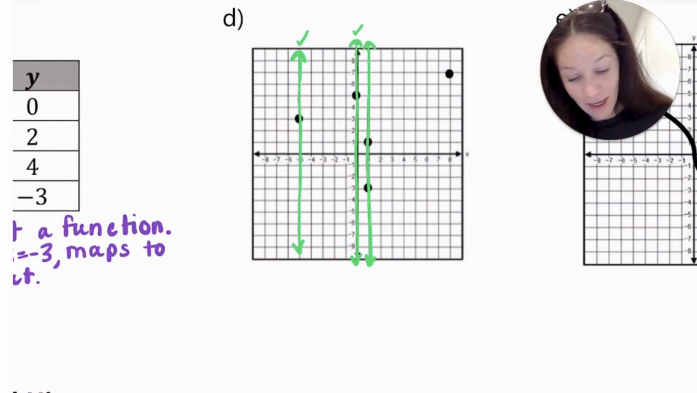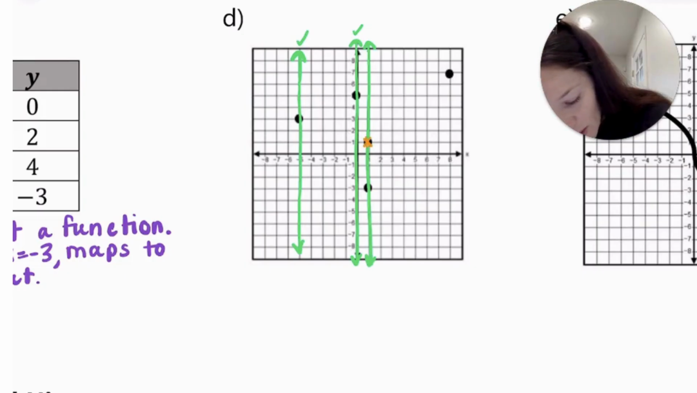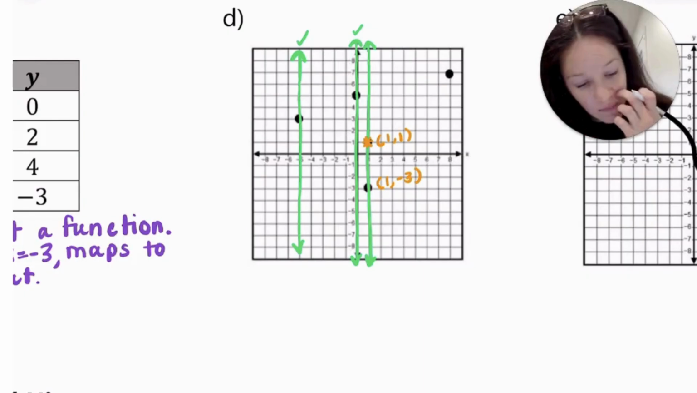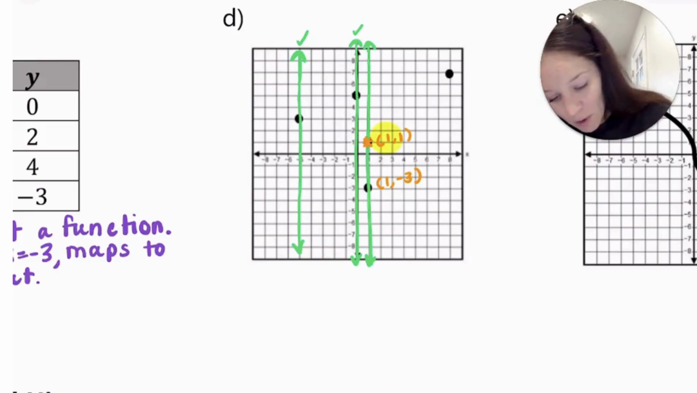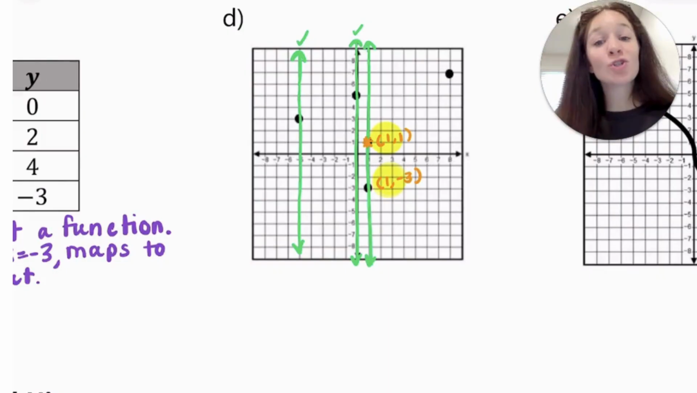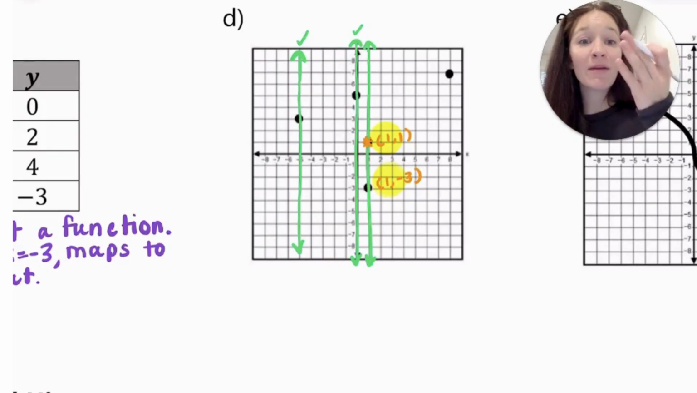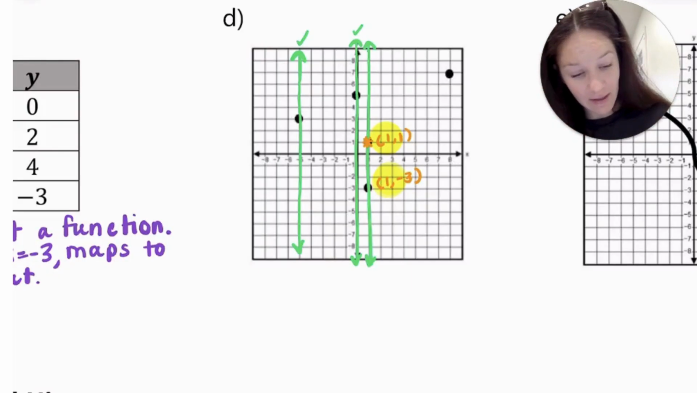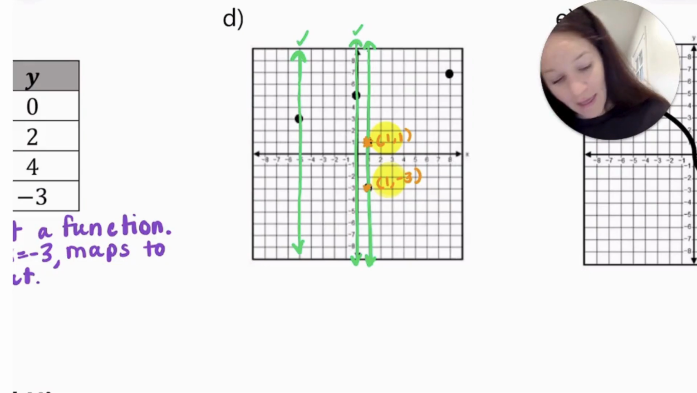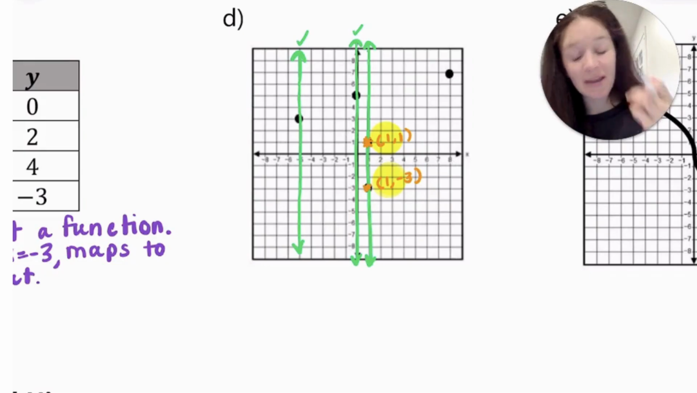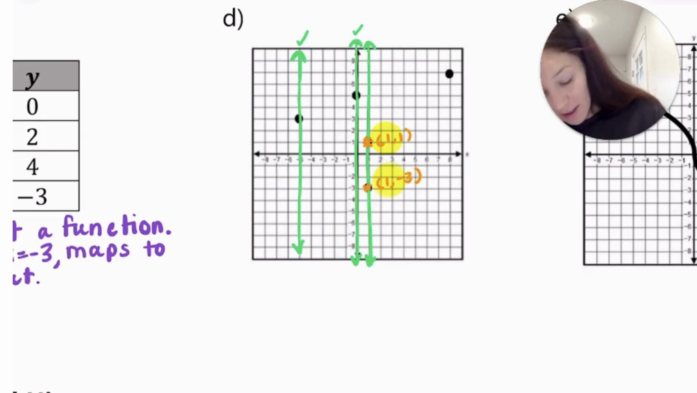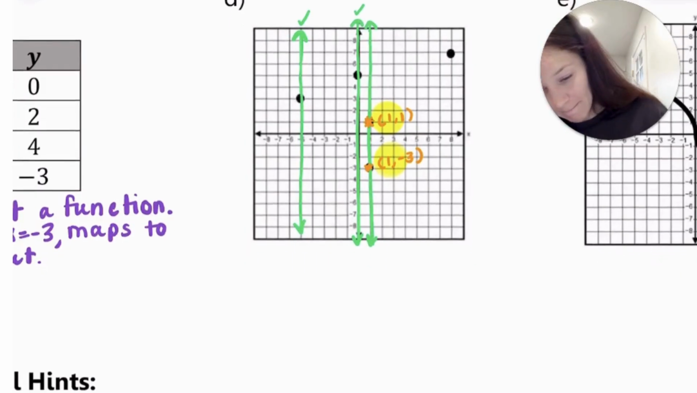And hopefully you're saying no. It passes through this ordered pair, 1, 1, and it passes through this ordered pair, 1, -3. So we see that we have an input of 1 mapping to two outputs, +1 and -3. And so it fails that vertical line test, and therefore it's not a function. So this would be not a function.